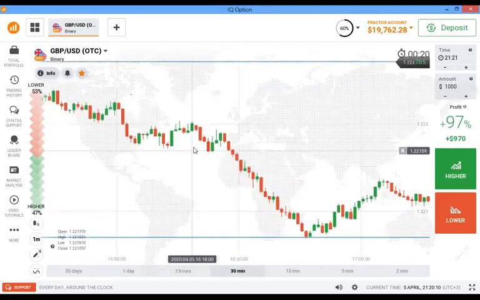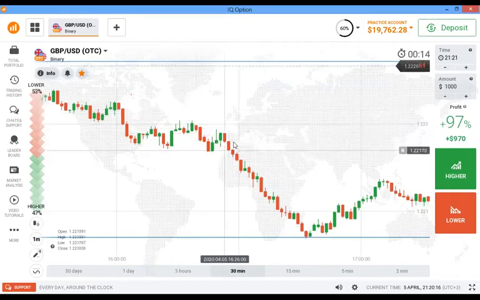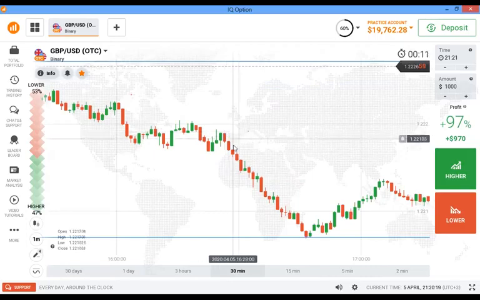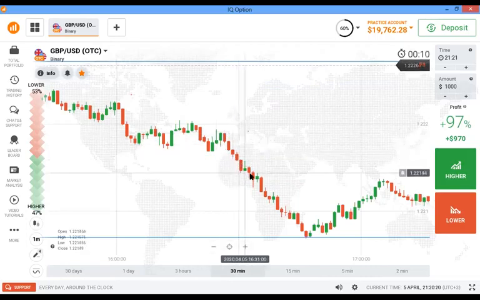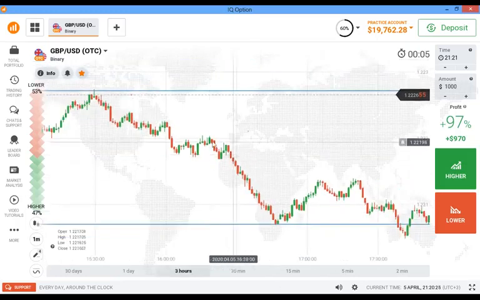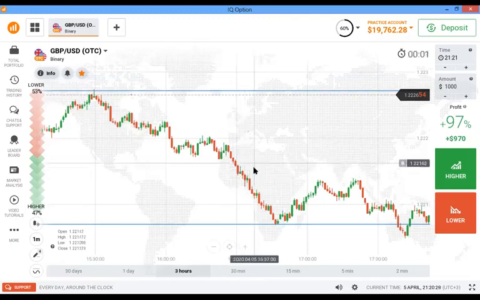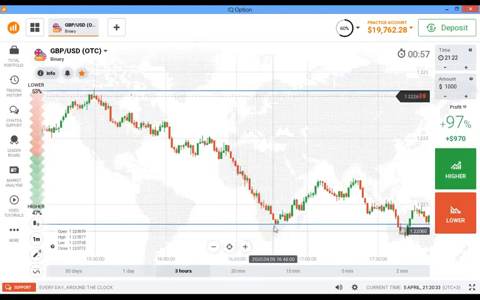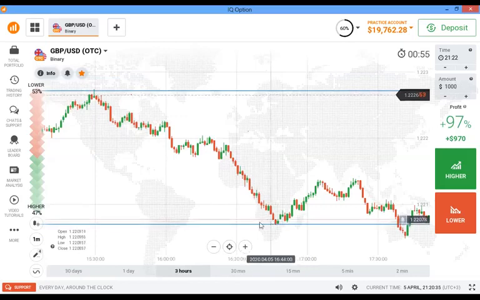But the corrective move ended here. Now sellers entered very strongly. Buyers appear here, but the buyers will not continue here because the corrective move has ended. So buyers will not form another bullish candle here. They try here, they fail. They try here, they fail. Now they try at the extreme support.